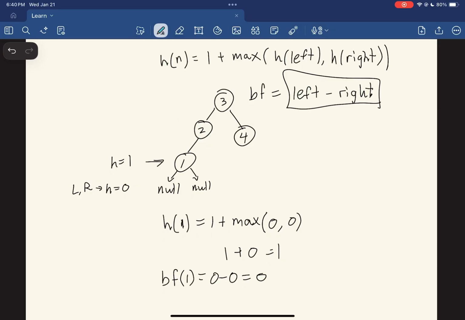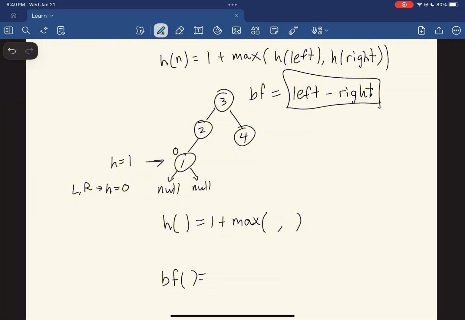All right, so now we got the balance factor of node 1. So let's put a 0 right here. And we already know the height. Okay, so now let's do node 2. There we go. Okay, so let's look at node 2.